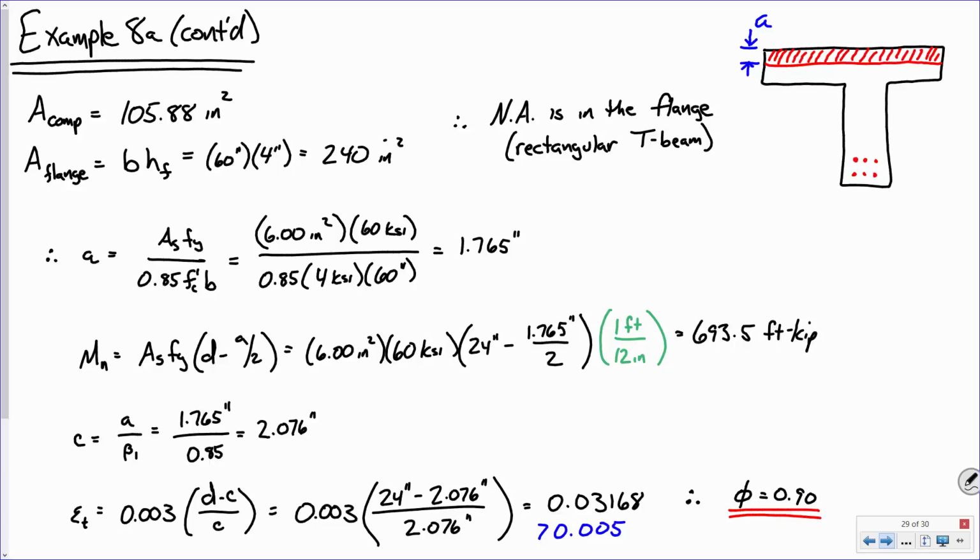What's a? a equals As Fy over 0.85 f'c b. Plug and chug, and you get 1.765 inches, which makes sense because the flange depth is 4 inches. So that neutral axis has got to be less than 4 inches. Mn equals As Fy (d minus a over 2), we get a moment capacity of about 693.5. Now we don't care about Mn, we care about phi Mn.